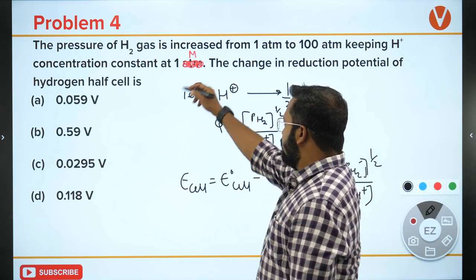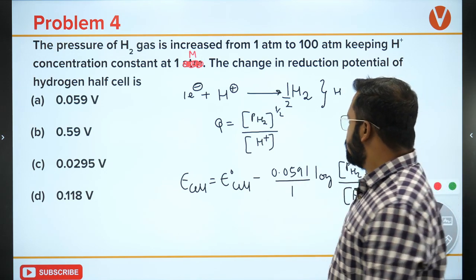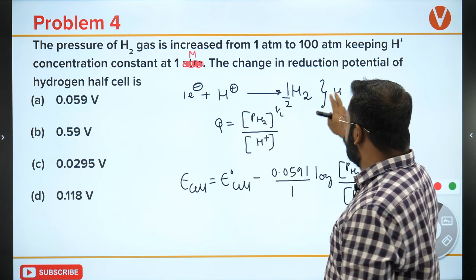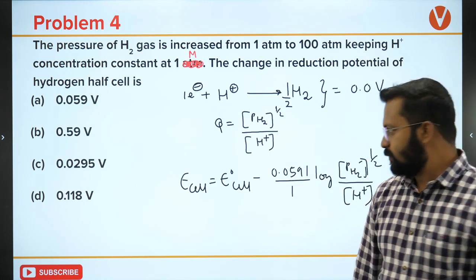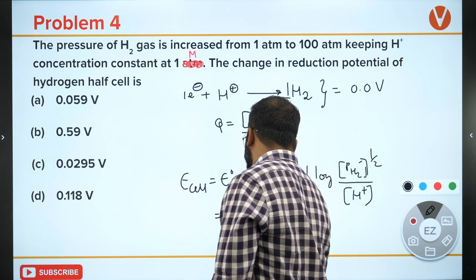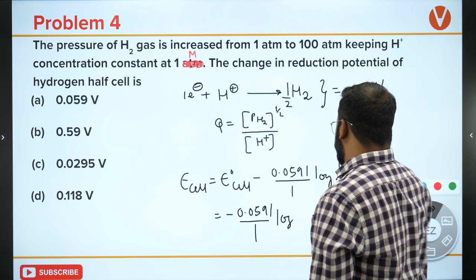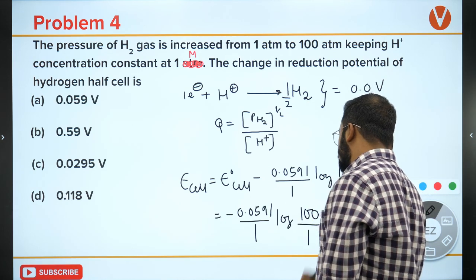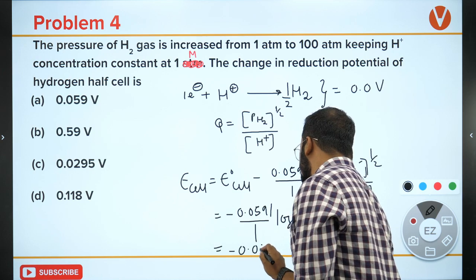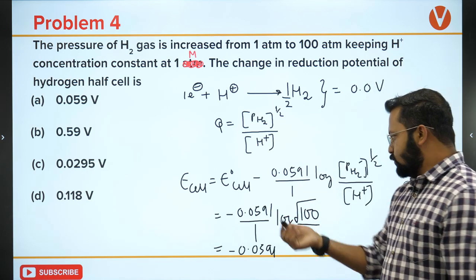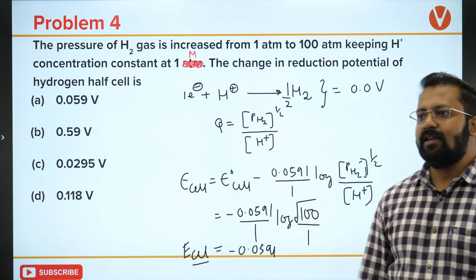Now what is the half cell potential for hydrogen electrode? This looks like a hydrogen electrode. So if this is a hydrogen electrode, then the half cell potential would be 0.0 volts. So I will take this as 0.0 volts and write 0.0591 upon 1 log of 100 by 1, under a root. So this will become minus 0.0591 log 10. Log 10 is 1. So E cell has become something like this, 0.0591.